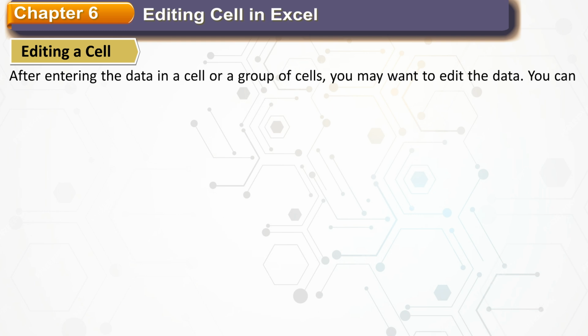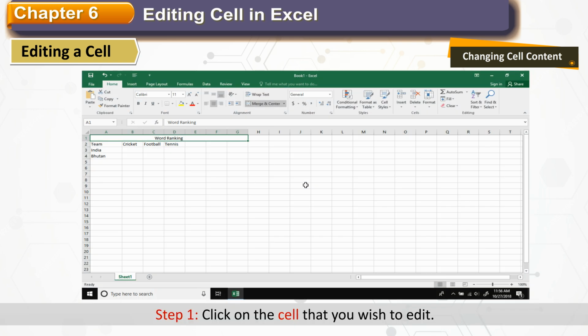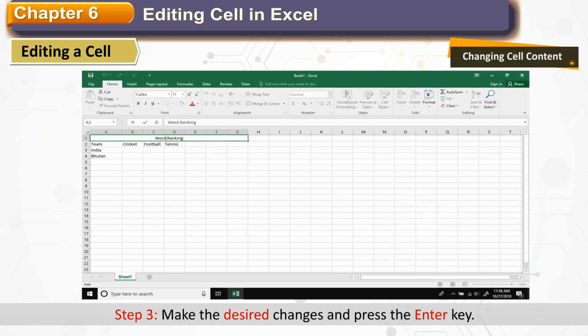After entering the data in a cell or a group of cells, you may want to edit the data. You can perform various actions on the entered data. Changing cell content. To change the cell content, follow these steps. Step 1. Click on the cell that you wish to edit. Step 2. Click in the formula bar. Step 3. Make the desired changes and press the Enter key.